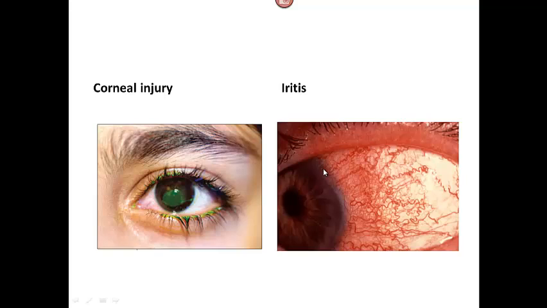This is what I explained to you about iritis. Remember that the actual redness comes from the iris, from the limbus down. It radiates to the outside, and it never reaches the palpebral conjunctiva.